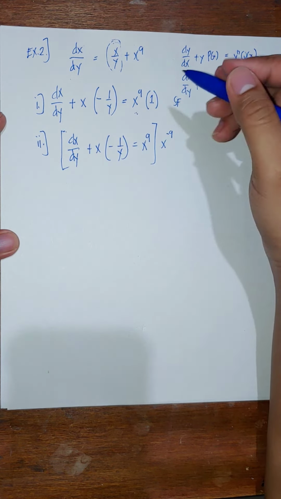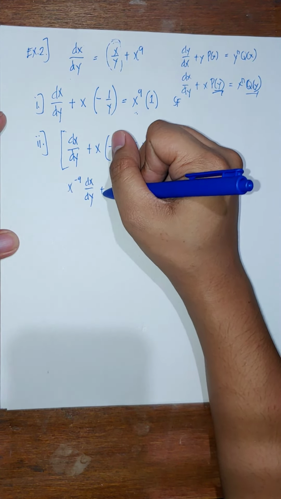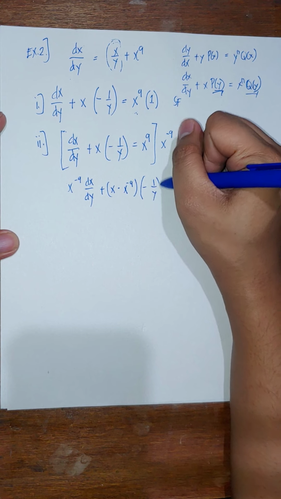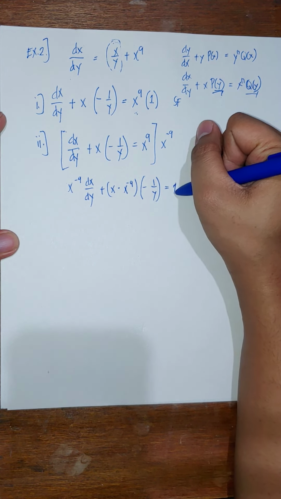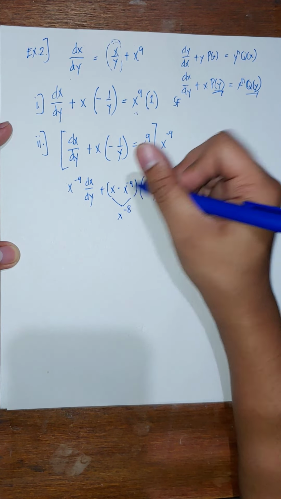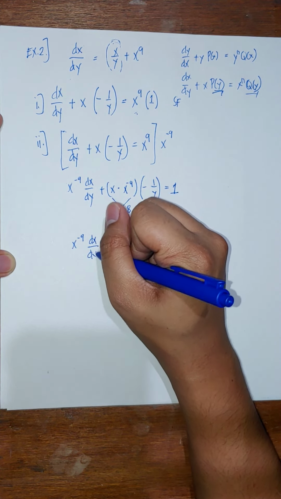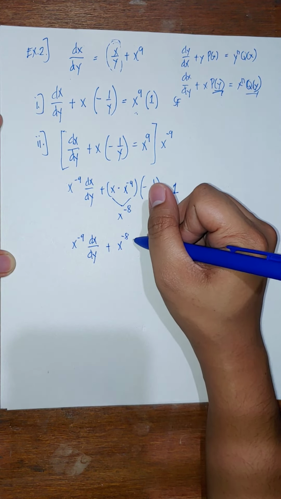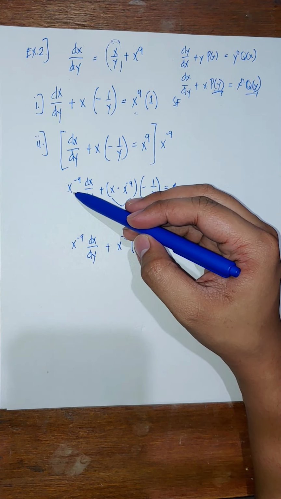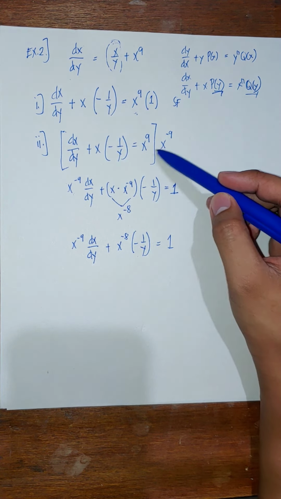Then distributing this to the whole equation, we will have x raised to negative 9 dx over dy plus x times x to the negative 9 times negative 1 over y is equal to 1. So simplifying this further, this becomes x raised to the negative 8. So we have x to the negative 9 times dx over dy plus x raised to negative 8 times negative 1 over y is equal to 1. It is important when writing the equation that x is in the numerator, our dependent variable.